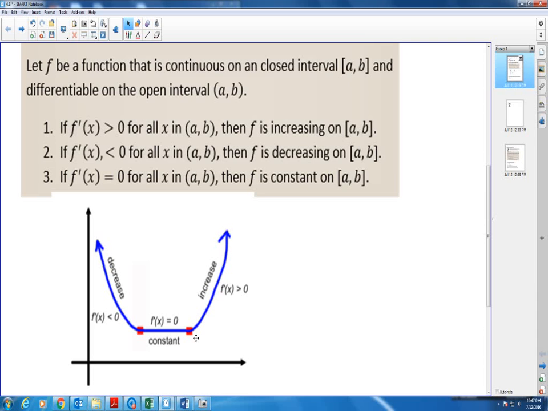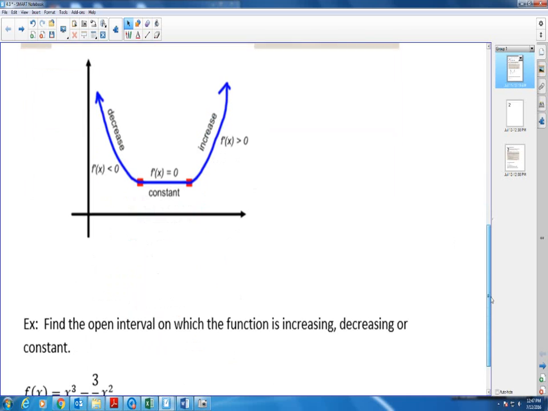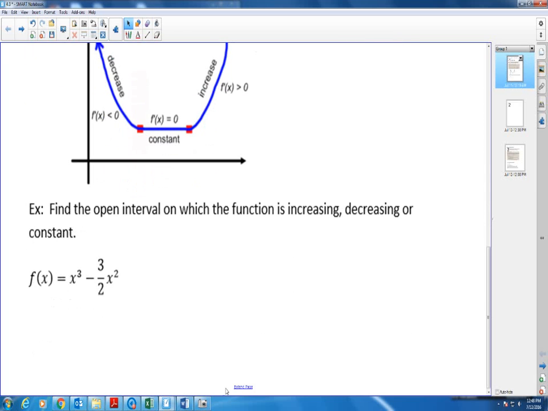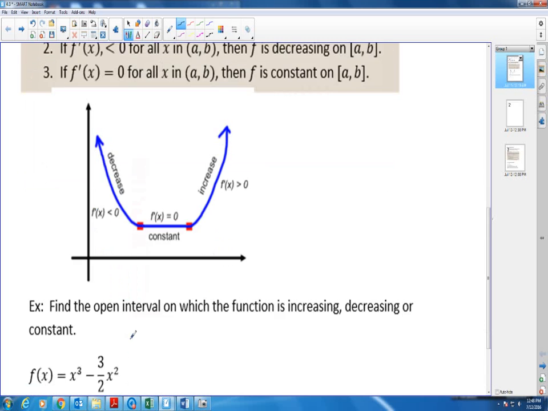Alright, so if the derivative of my function is greater than 0 or less than 0, that will tell me whether my function is increasing or decreasing. So let's try the example right here real quick. Find the open intervals on which the function is increasing, decreasing, or constant. So here's my function. I need to take a derivative first, because all these tests use f prime.